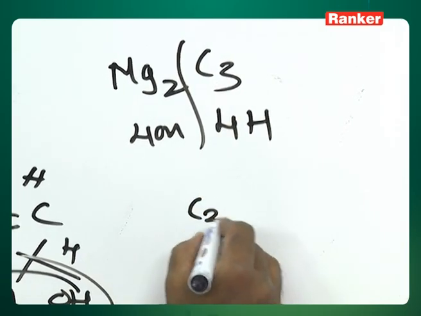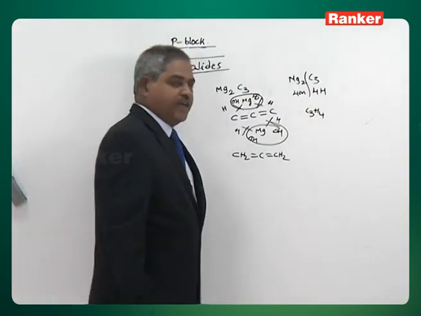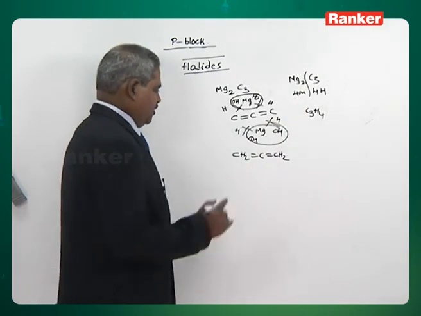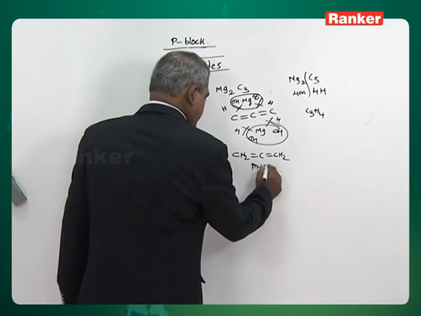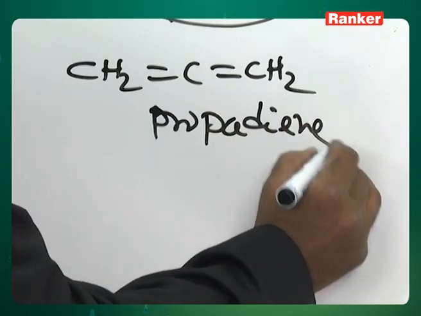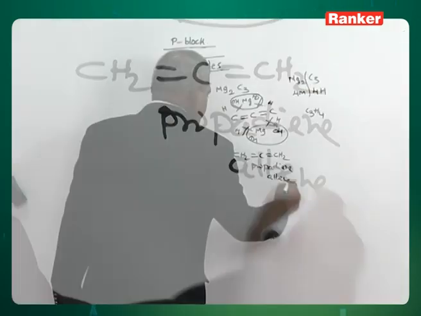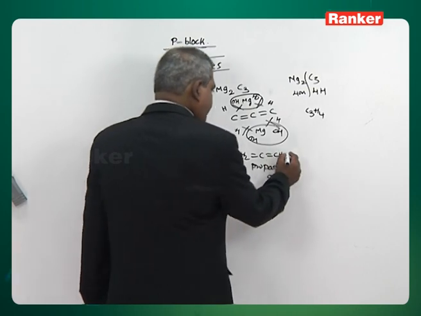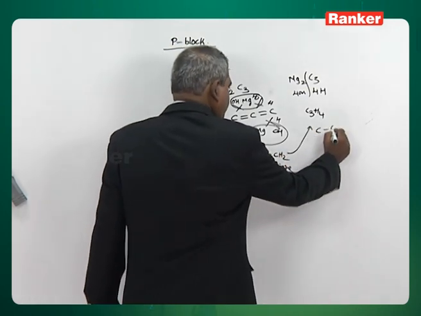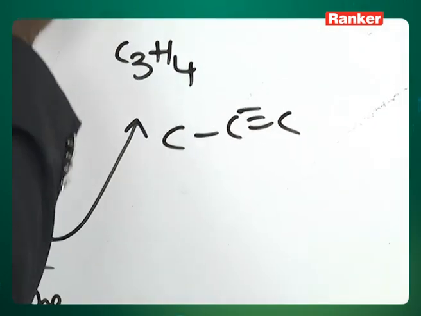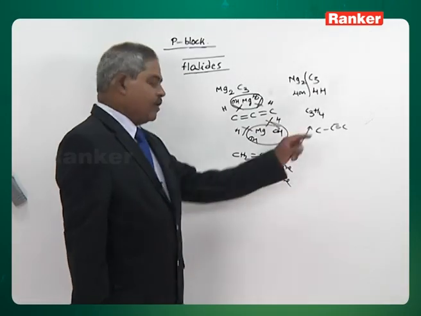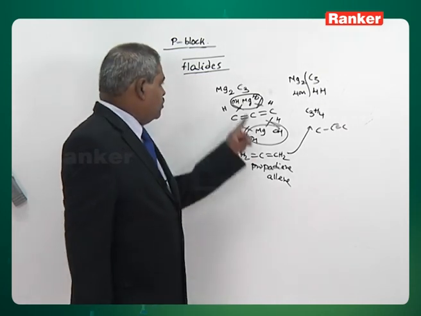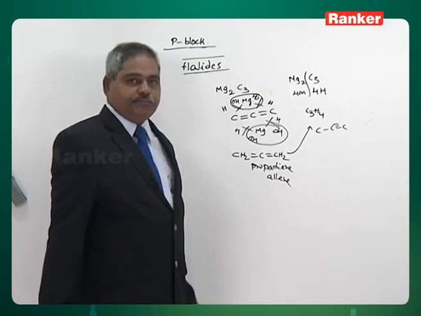Of course you get C3H4. You don't know what that C3H4 is. That C3H4 can be propyne or propadiene. This is propadiene, also called allene. But allene being less stable, in course of time that becomes propyne, C triple bond C. But that is not our concern here. What happens to an organic compound should not be our concern now. So magnesium carbide gives allene.